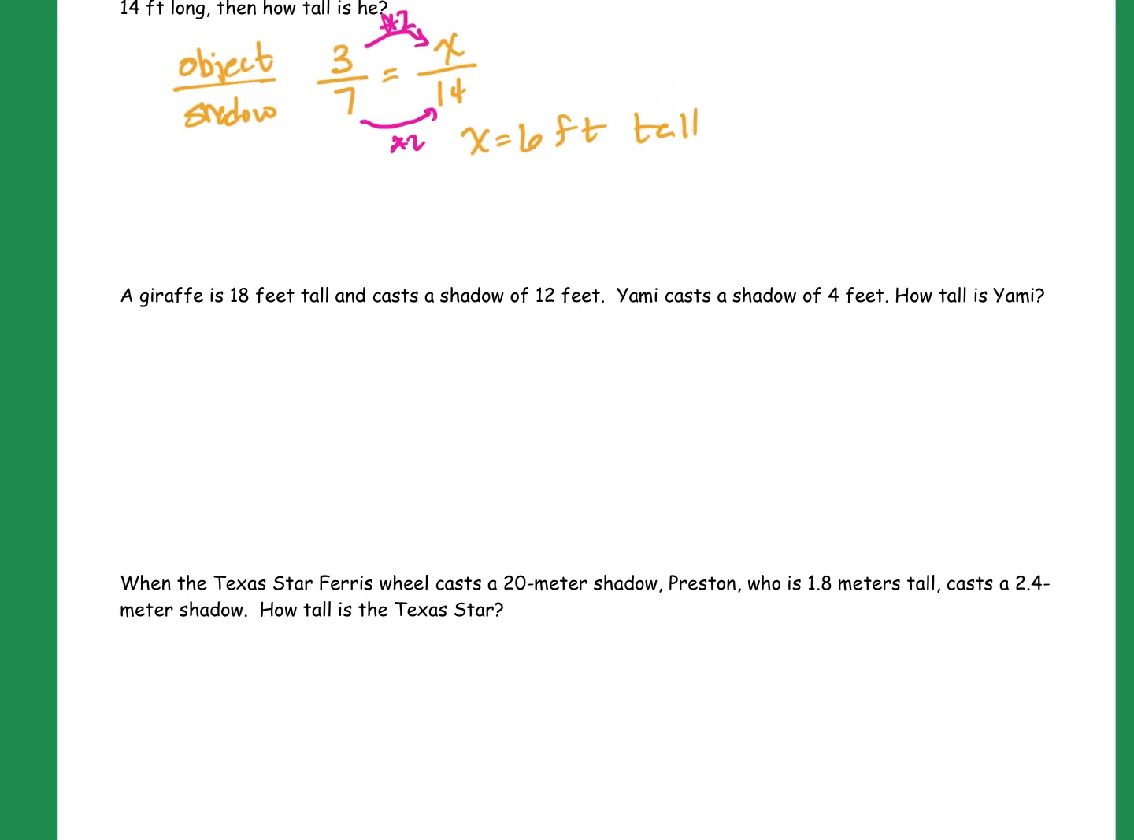Okay. A giraffe is 18 feet tall and casts a 12-foot shadow. Okay, object and shadow. Yami casts a shadow of 4 feet. How tall is Yami? Okay. So what do I do to get from 12 to 4? Divide by 3, right? So if I take 18 and I divide by 3, what do I get? 18 divided by 3 is 6?